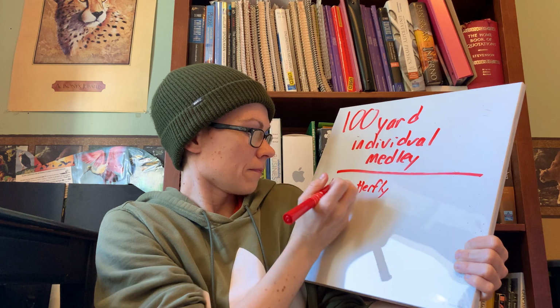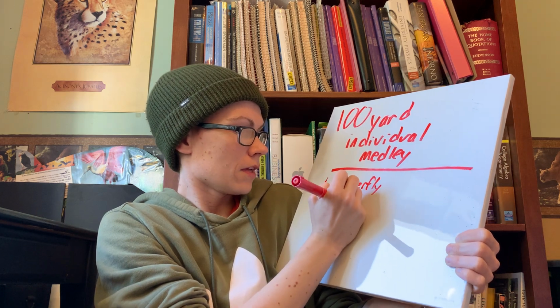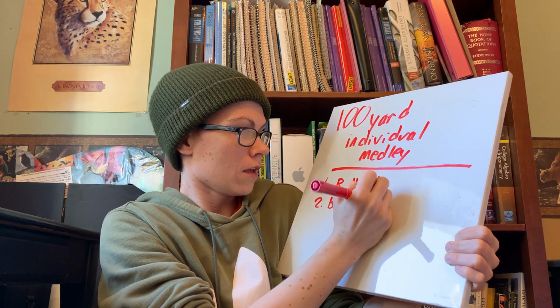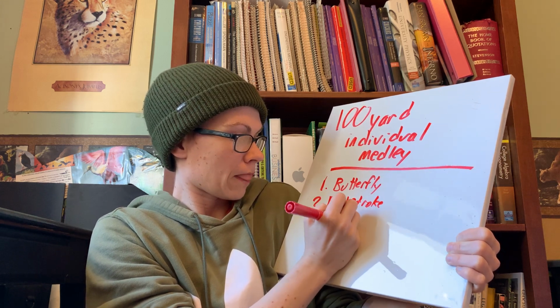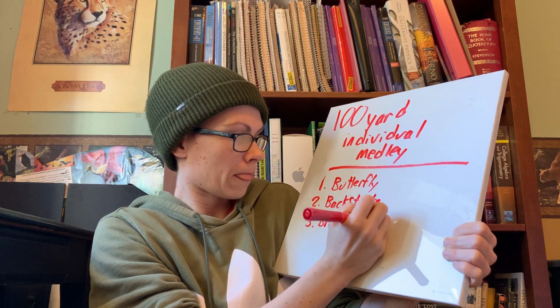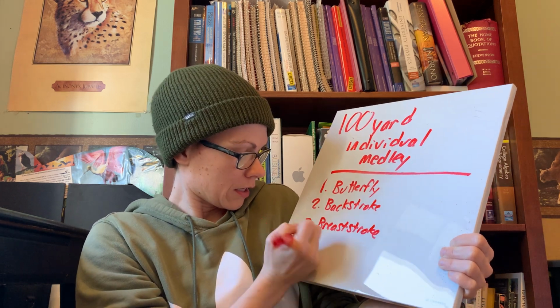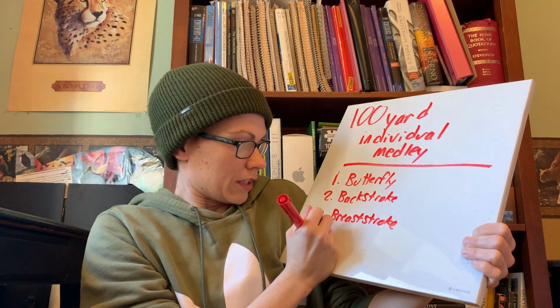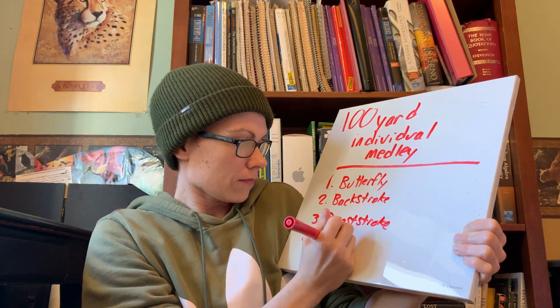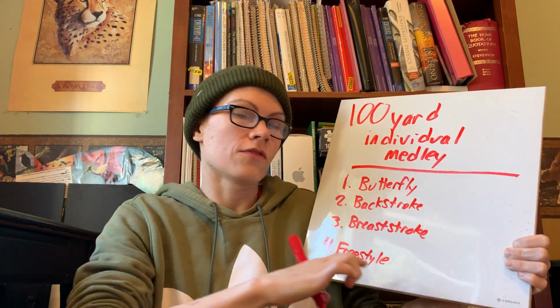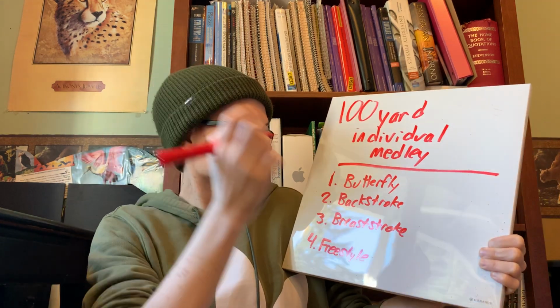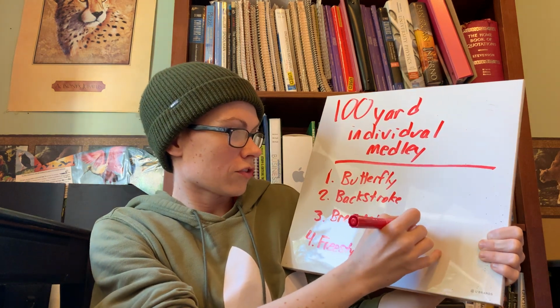The second length is backstroke. The third length is breaststroke. And the fourth length is freestyle. So that's the order of an individual medley. This is not the order of how fast I am. So my specialty was breaststroke, and on a very rare occasion that I chose to actually swim that fast, backstroke.